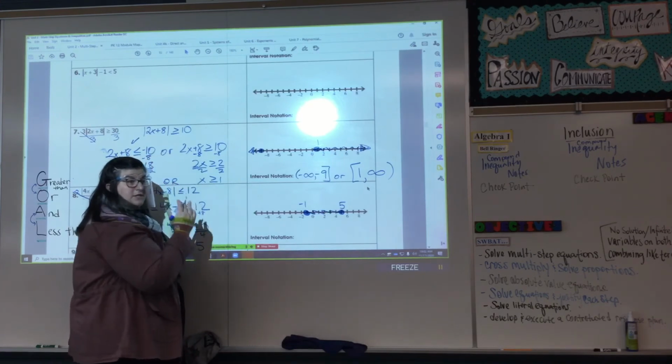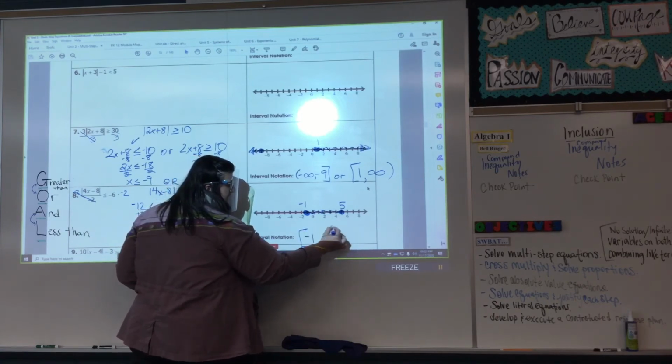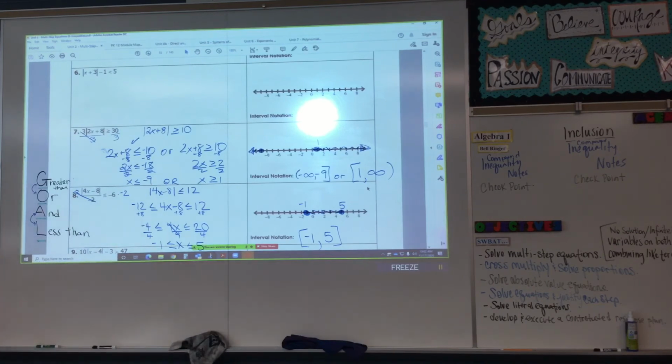So in interval notation, moving left to right across the graph, we have -1, it is a closed dot. We keep traveling, we have 5, it is a closed dot. I believe there are 2 more for us to do.